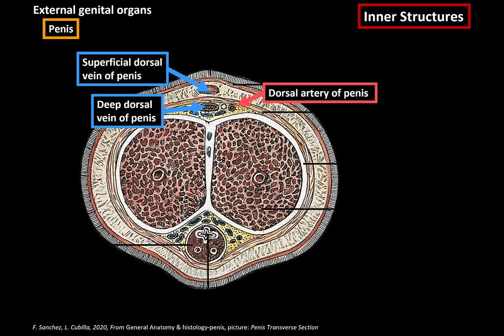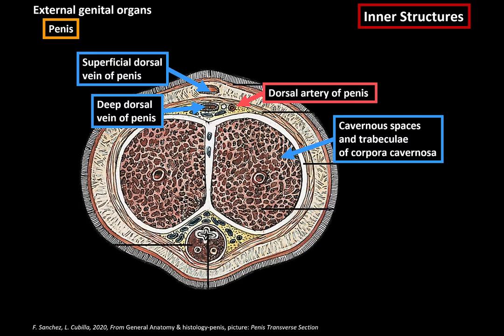Then, within the corpora cavernosa, we can see the cavernous spaces and the trabeculae of the corpora cavernosa. These are spaces that fill with venous blood during an erection, so they are small cavities inside the erectile bodies, lined with endothelium. And in the middle, we can find the deep artery of the penis, which is inside the corpus cavernosum. And in the corpus spongiosum, we can see the urethral artery. So that was everything I had for the penis.